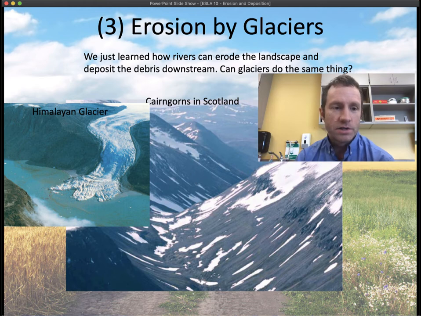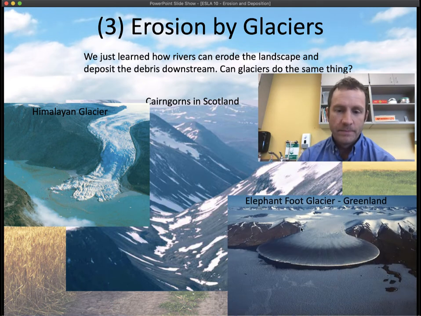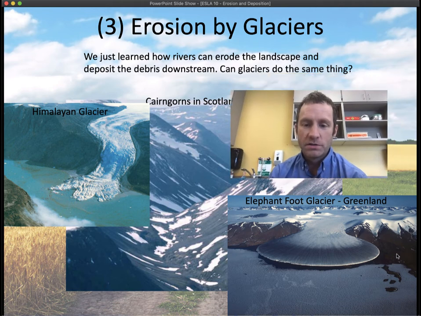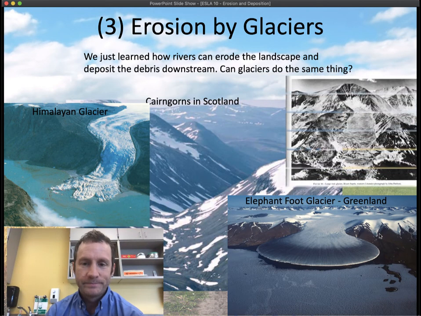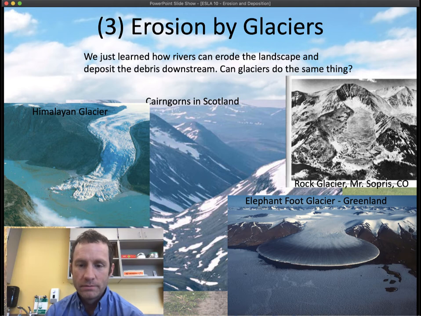These are the Cairngorms in Scotland. You can see a glacier here in the Himalayas. It's slowly making its way down and then melting into that body of water. And here's Elephant Foot Glacier in Greenland. And here is one in Colorado.